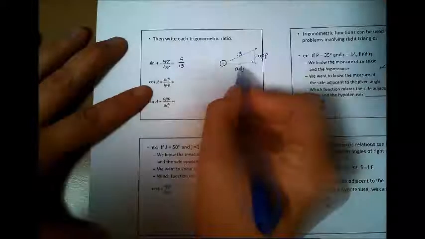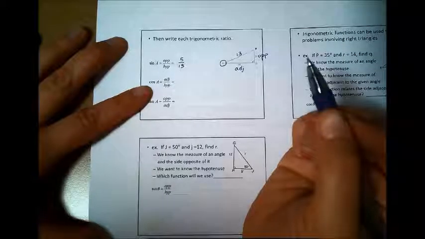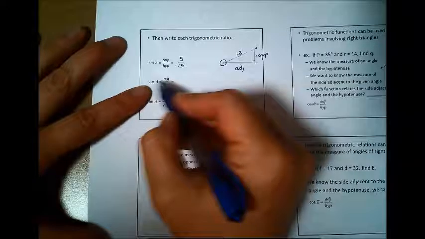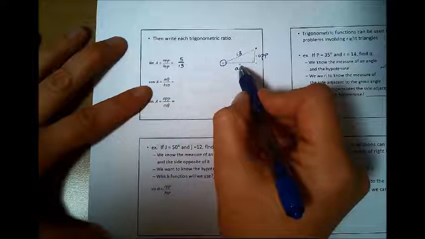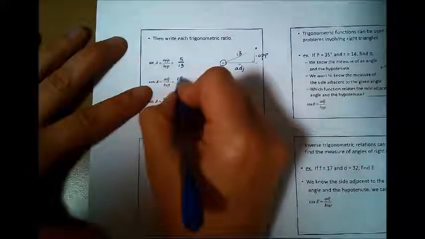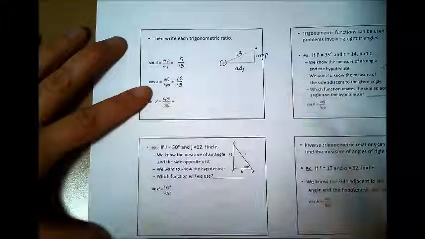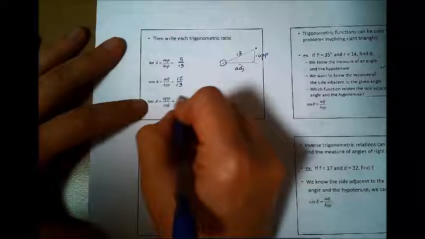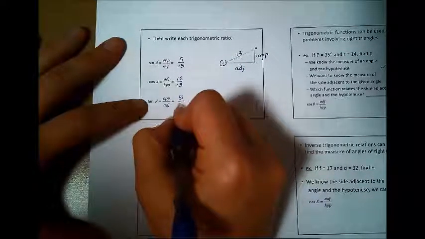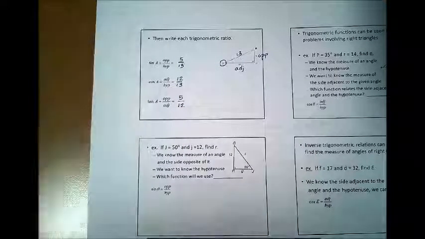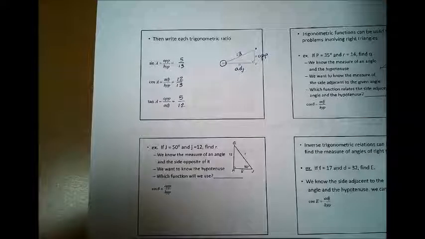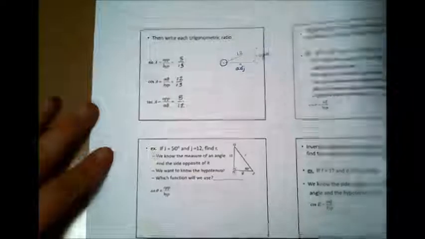Cosine is the adjacent over the hypotenuse. So we do the adjacent, which is 12, over the hypotenuse, which is 13. Then for tangent, we're going to do the opposite over the adjacent. And that is literally all you have to do to solve those kinds of problems. Next, we're going to go a little bit more difficult, but not terrible.